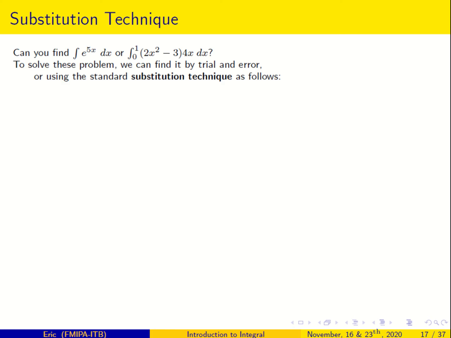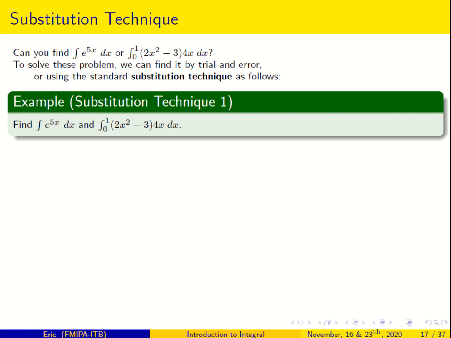So this one, finding the integral of e to the 5x. I know the derivative of e to the 5x is 5e to the 5x. So the integral of e to the 5x dx should be 1/5 e to the 5x. What about this one? It's a little bit more difficult, but if you have already learned about the chain rule, this is not too difficult. So we are going to talk about the substitution technique today.